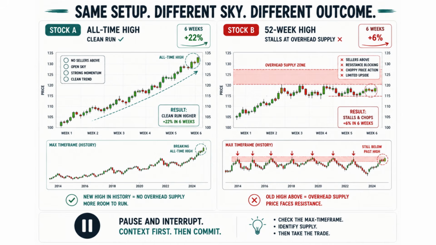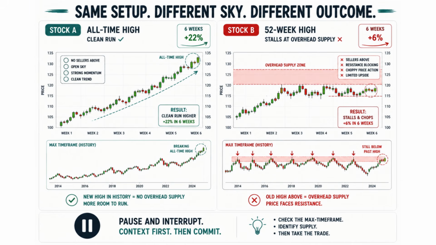2 stocks. Both break to new 1-year highs the same week. Stock A, all-time high. Maximum time frame shows price above everything in its history. Clean sky. Breaks out on 2.2 times volume, no overhead resistance. Over the next 6 weeks, runs 22% almost without stopping. The trader who recognized the clear sky held longer and captured more.